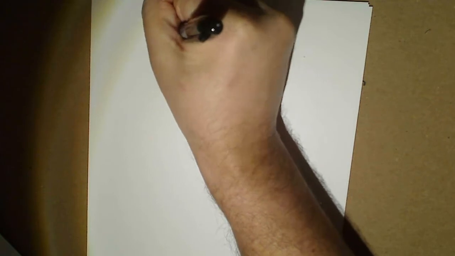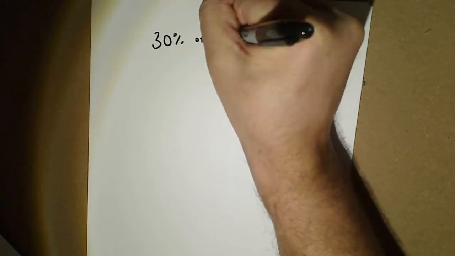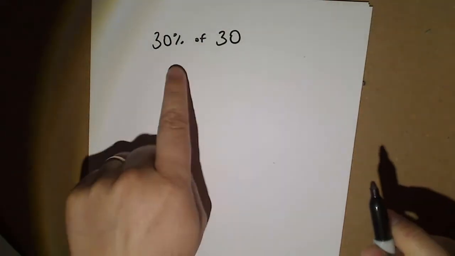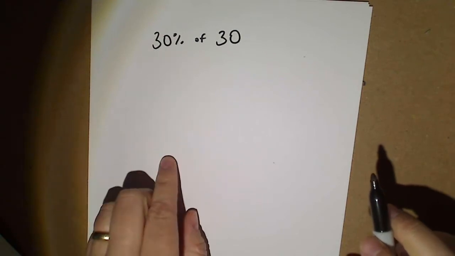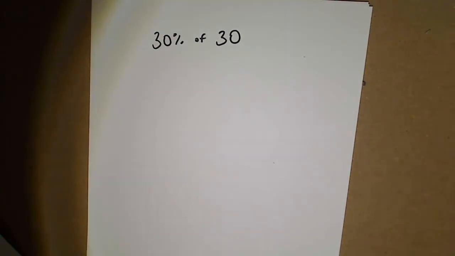Let me try another one here. Let's try 30% of 30. Now, if I tried to make a bar graph with 30%, I'd have 30, 60, 90, and I'd be stuck, right? So that wouldn't work. Maybe I could go by 10%. 10, 20, 30, 40, 50, 60, 70, 80, 90, 100. And then my 30% line would still be there. So again, there's still ways that I could use that old diagram.